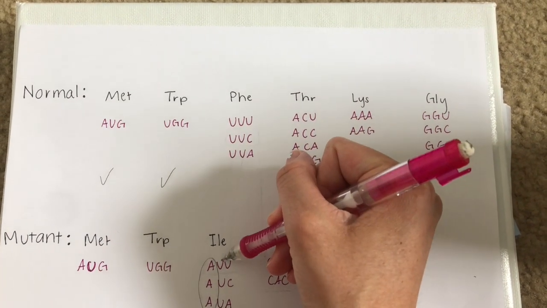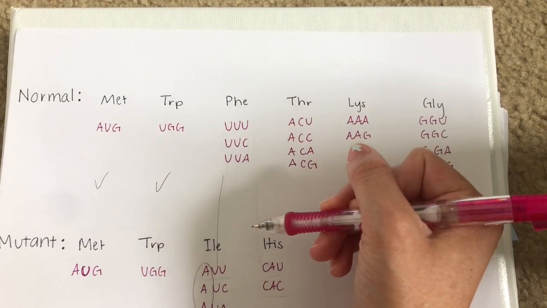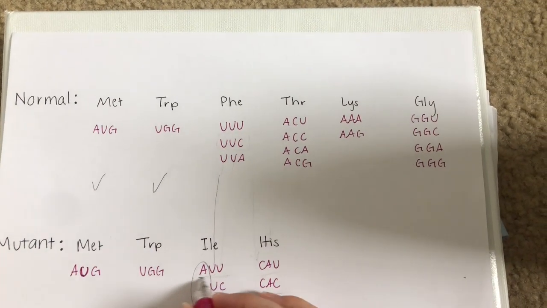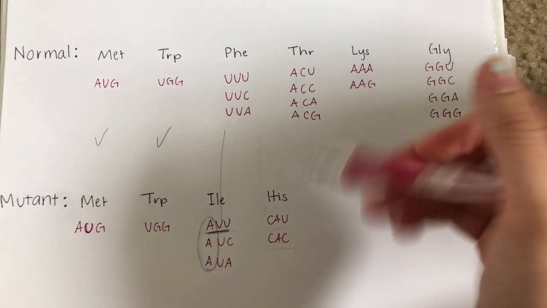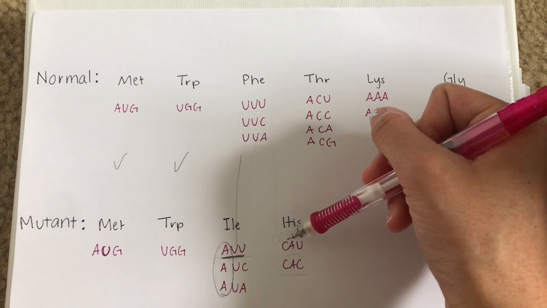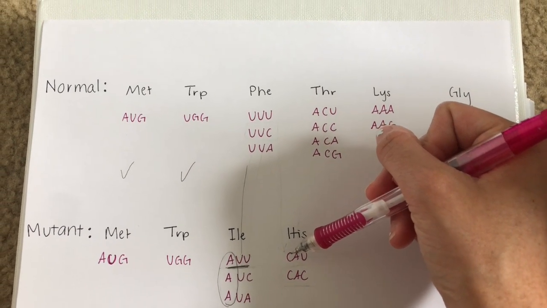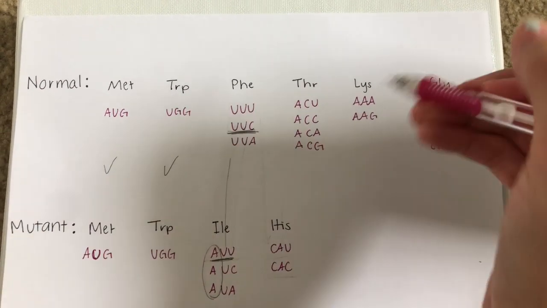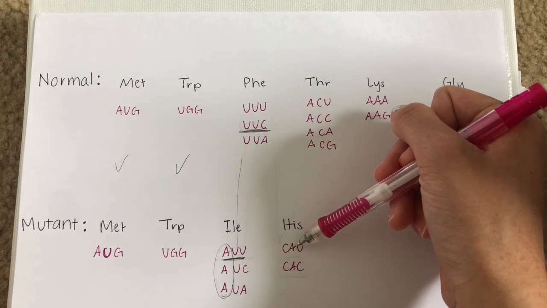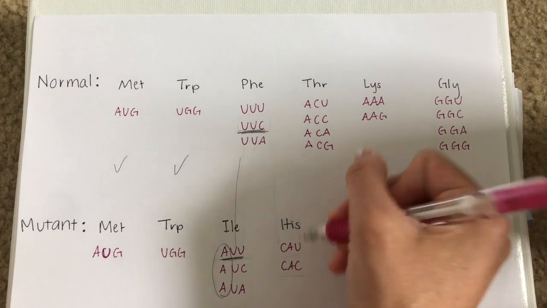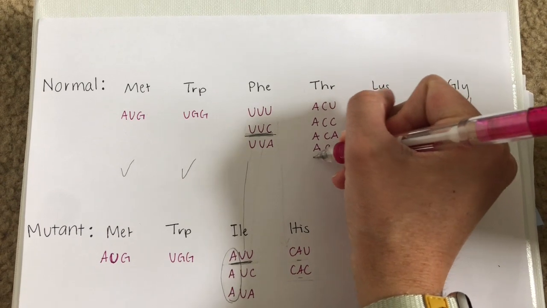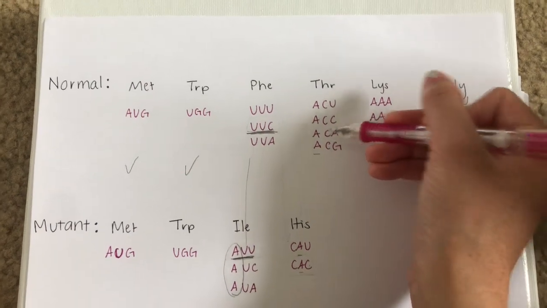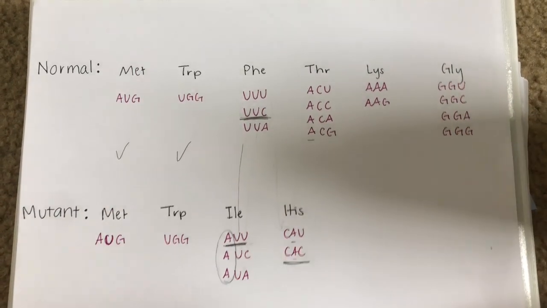So we line up this U, so we know this is going to be a U, and then we know this one's also going to be a U, so this one has to be AUU. Next we take this next one, and we know this one has to be a C, so we know that one is UUC. Then here we have an A, and then here we have a U and a C, and this one we only have C's, so we know this is CAC.